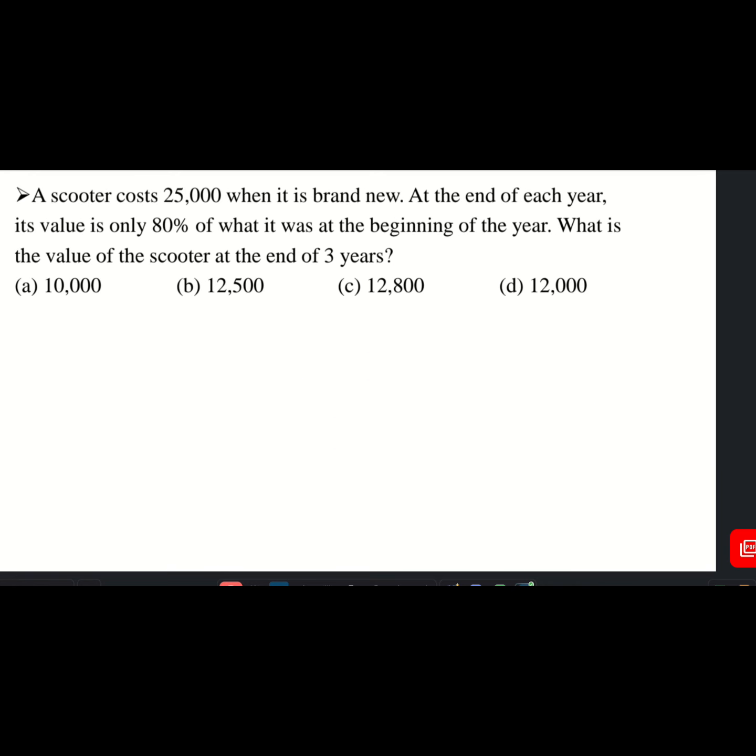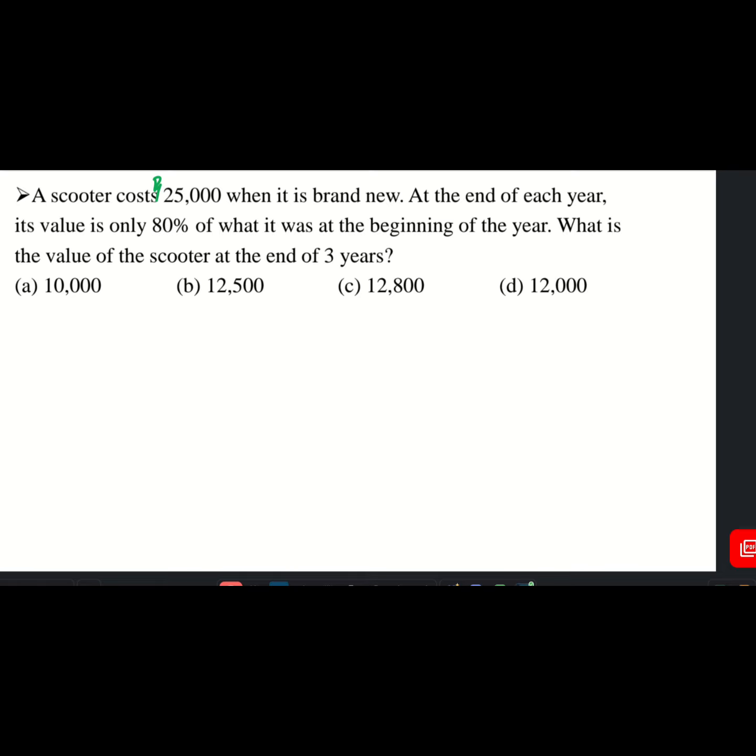A scooter costs 25,000 rupees when it is brand new. At the end of each year, its value is only 80% of what it was at the beginning of the year. What is the value of the scooter at the end of 3 years?